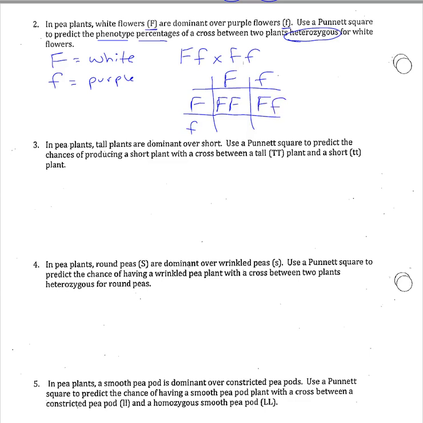And so what we can find out is what type of flowers are going to be produced in this type of cross. So again, what are my phenotypic percentages? Well, I find out that anyone with a big F is going to be white. So 1, 2, 3 of them are going to be white, which gives me a percentage of 75% white, and 25% are going to be purple flowers. Pretty simple, right? Good. Let's go on to the next one.